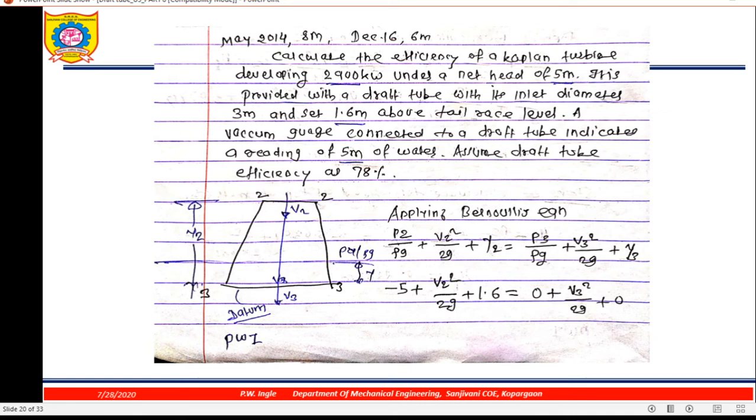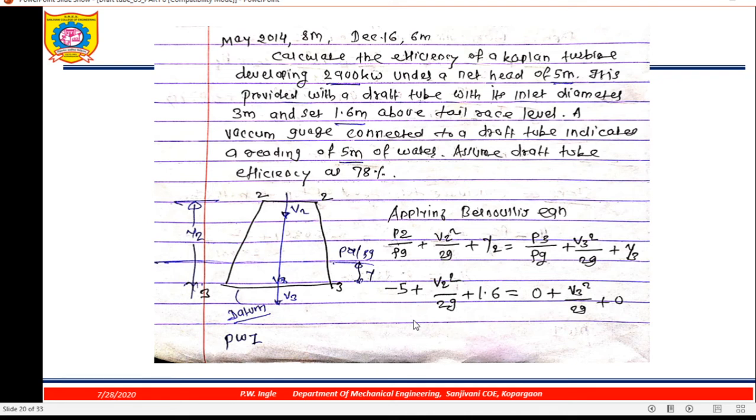Calculate the efficiency of a Kaplan turbine developing 2900 kilowatt power under the net head of 5 meter. It is provided with a draft tube with its inlet diameter 3 meter and set 1.6 meter above the tail race. A vacuum gauge connected to the draft tube indicates a reading of 5 meter of water. Assume draft tube efficiency is 78%.